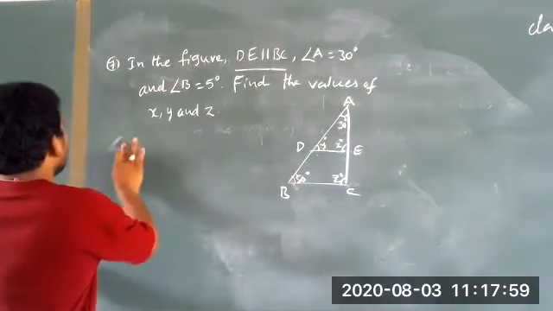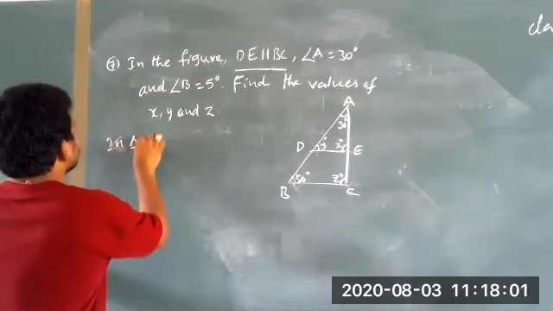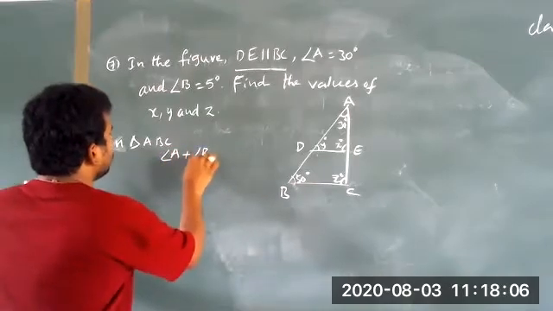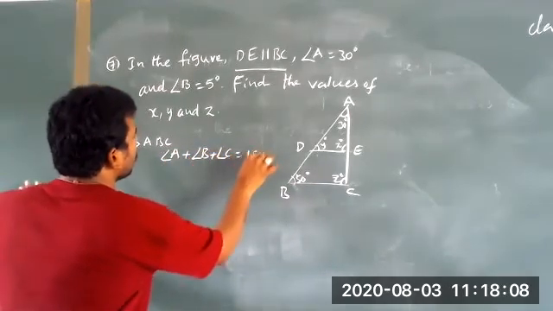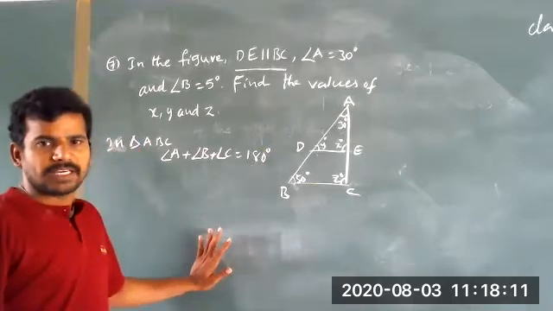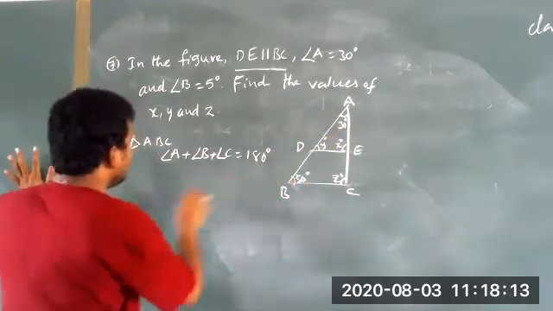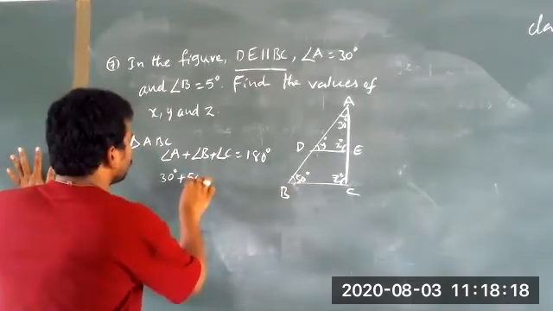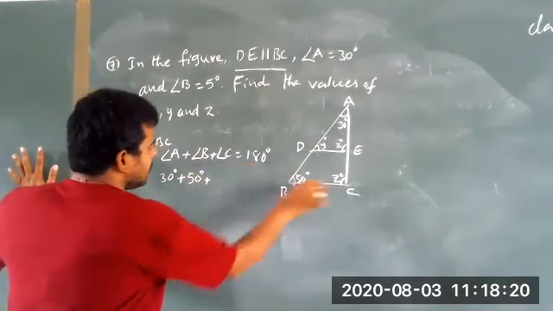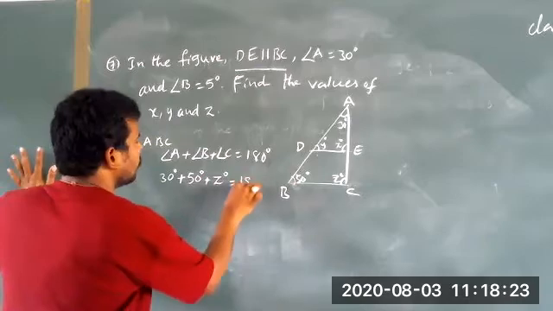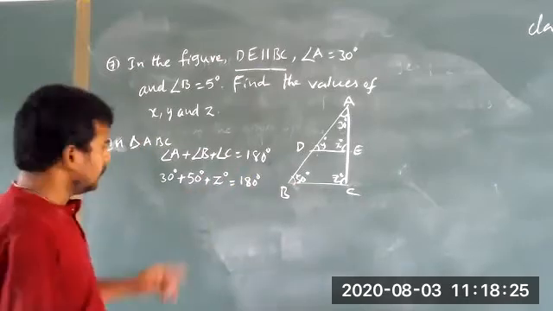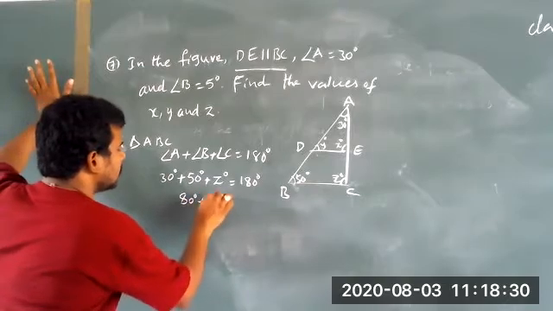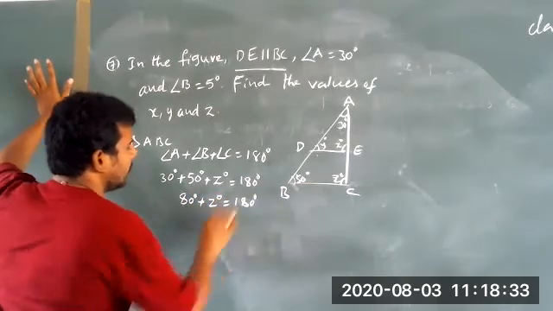So in triangle ABC, angle A plus angle B plus angle C equal to 180 degrees. How much, children? 180 degrees. So angle A 30 degrees plus angle B 50 degrees plus angle C is Z degrees equal to 180 degrees. Now 30 plus 50, total how much, children? 80 degrees plus Z degrees equal to 180 degrees.